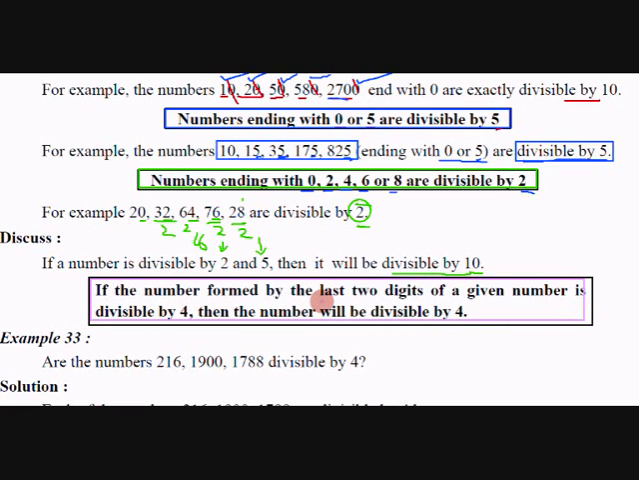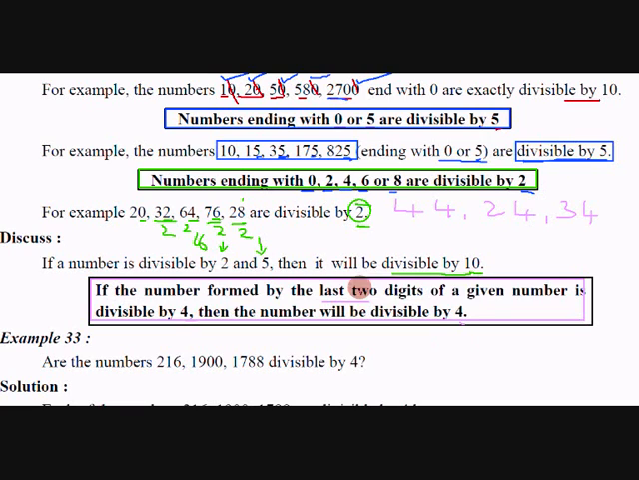If the number formed by the last 2 digits of a given number is divisible by 4, then that number will be divisible by 4. That is, 44 is divisible by 4. Yeah, 24, is it divisible by 4? Yeah, 24 is divisible by 4, 6 times. 34, is it divisible by 4? No, 34 is not divisible by 4.